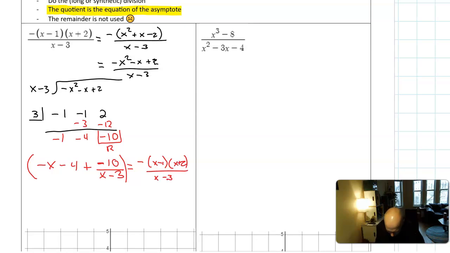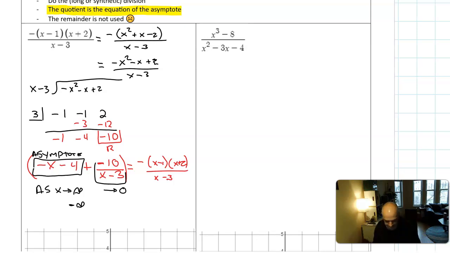And if we think about this as x approaches infinity, this approaches 0. That little term, the remainder term, is still divided by the x minus 3. Well, that's not going to matter when x is really large. And so this is the asymptote as x approaches infinity, or negative infinity. And that's why we can throw away the remainder. It basically shrinks down because it's divided by that x minus 3 and becomes irrelevant. And we only get this guy.